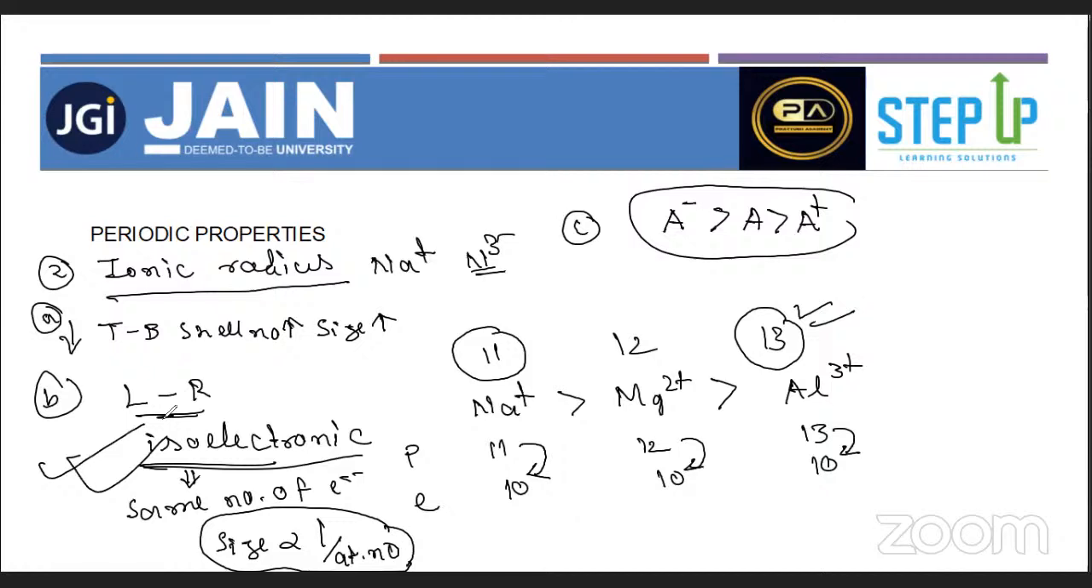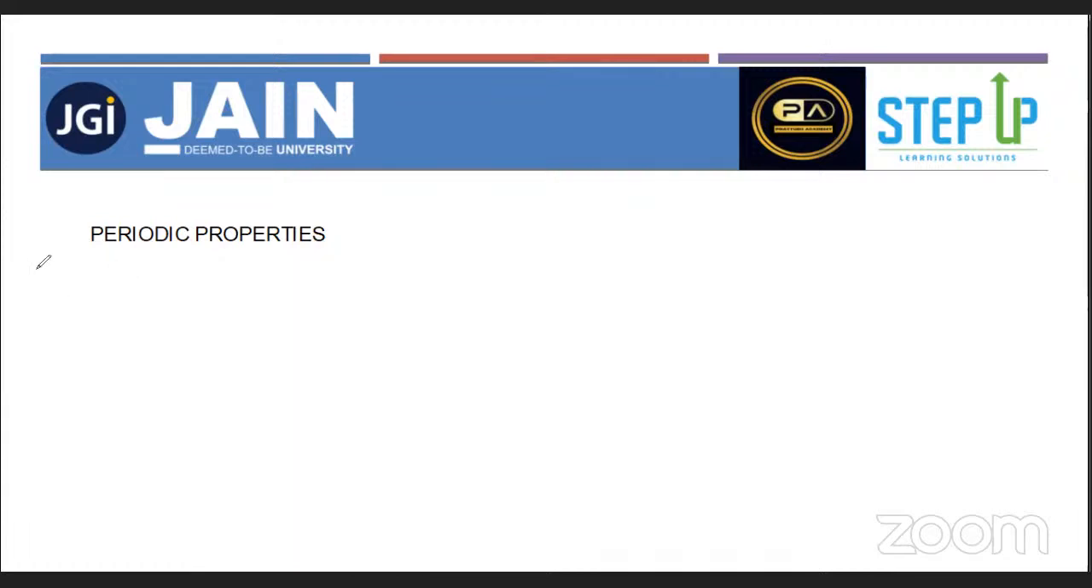Okay. Now the next thing you're supposed to deal with, I hope you are all getting it, this is all good, this is all important. The third property you're supposed to deal with is ionization energy. Now, what is this ionization energy?